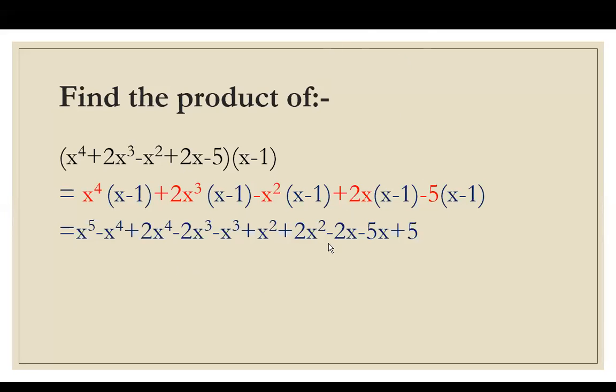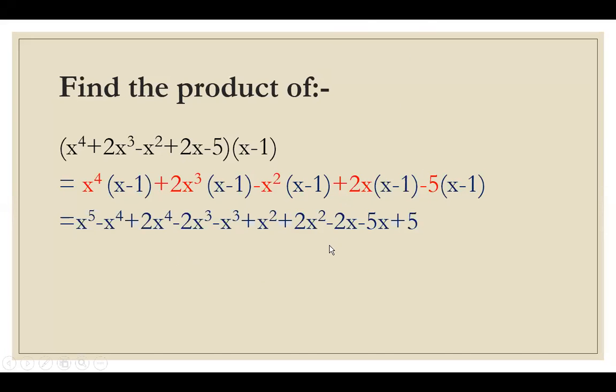Now, how can we add these variables? Here you can see students, here you get the answer. Look at this simplification carefully. 2 minus 1 we get plus x power 4. Here minus 2 minus 1 is minus 3x cube. Here 1 plus 2. Here you can see that variables are same with the same power. So 1 plus 2 we get 3x square, and here minus 2 minus 5 is minus 7x plus 5.